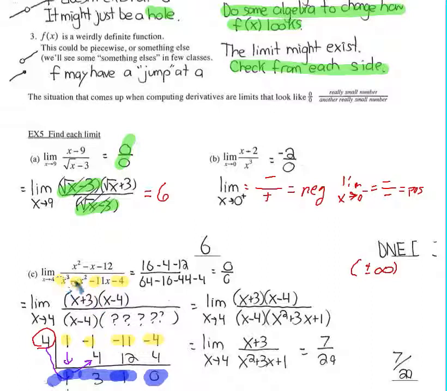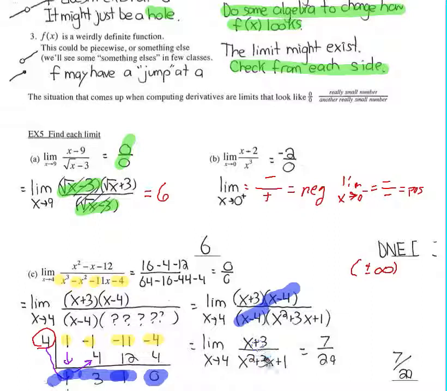So this x cubed minus x squared minus 11x minus 4 factors into x minus 4, here it is over here, x minus 4 times x squared plus 3x plus 1. Again, the 1, the 3, and the 1 are the coefficients. And then at this point, I can reduce the x minus 4. This leaves me with this. And now I can plug in the 4 and not blow up the denominator.